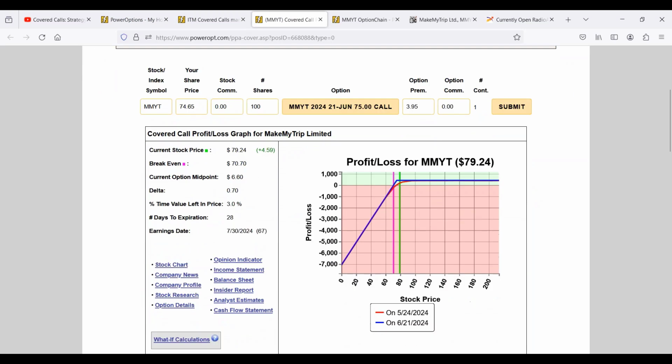Now, this gives me a breakdown of my current covered call for MMYT. And we know our specifics. We sold the June 75 call yesterday for $3.95. That put our break even at 70.70. We had that good 5.3% downside protection. My delta has moved up to 0.7. I still have 3% time value remaining in this price and 28 days to expiration, and a basic profit and loss chart of what we're looking at right now.